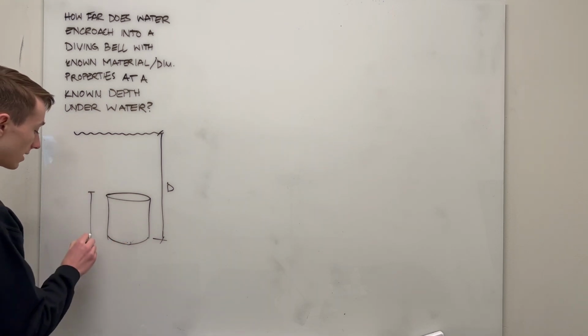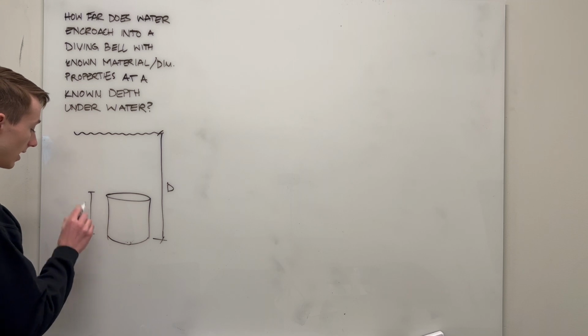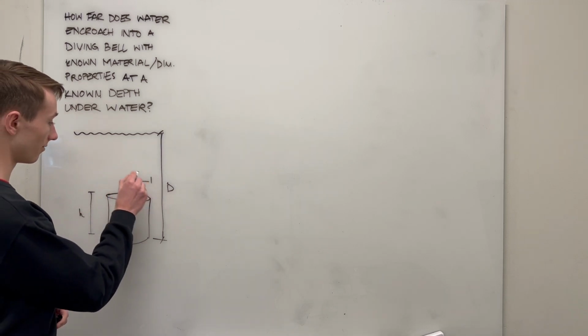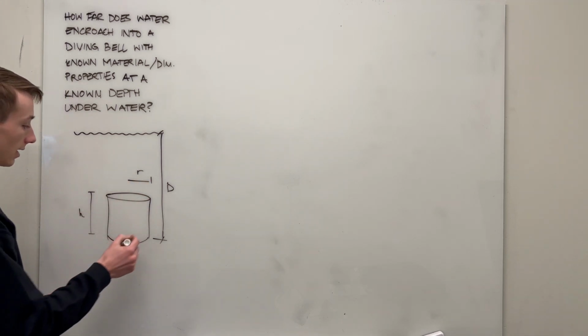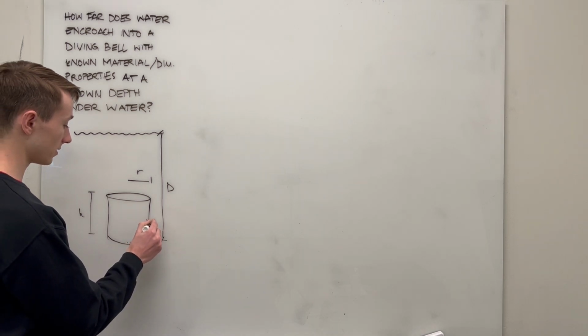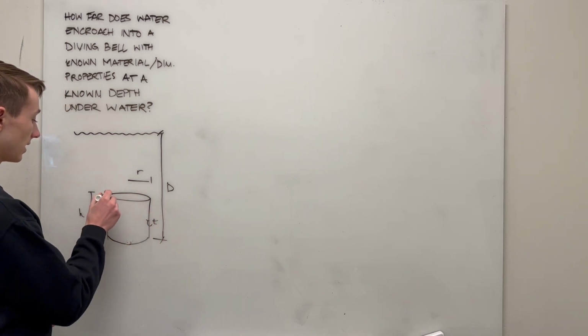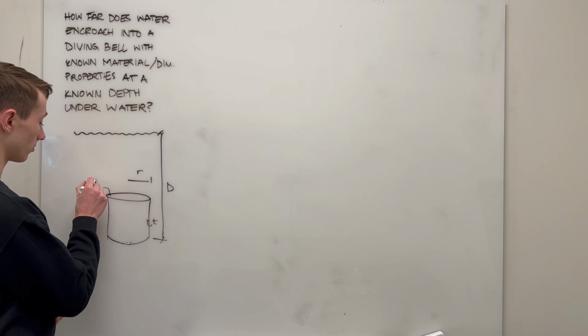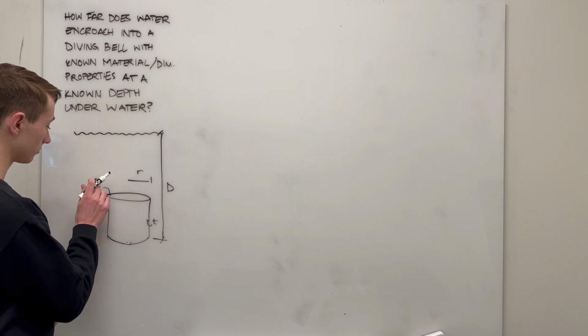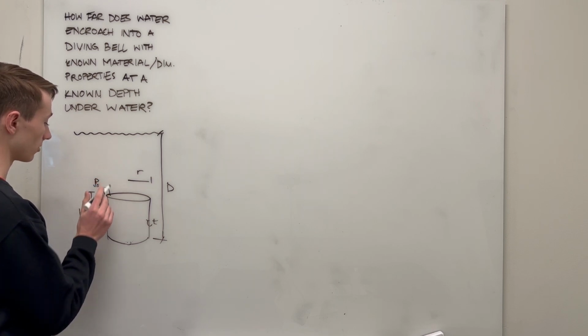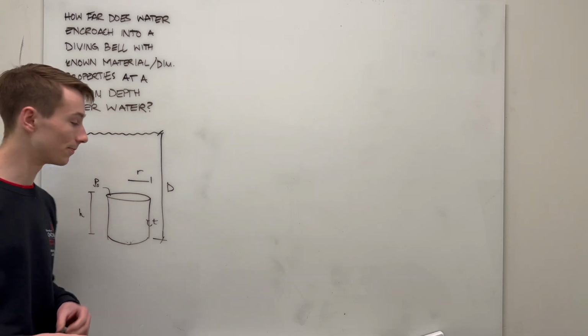So we'll call the diving bell having a height of h, a radius of r, a material thickness of T, and a material density of rho, let's say rho sub s. You'll find out later it's going to be steel. It's a steel diving bell.